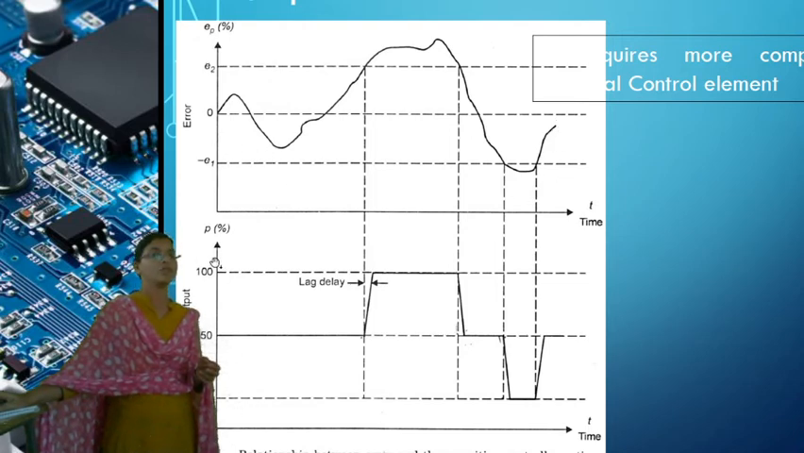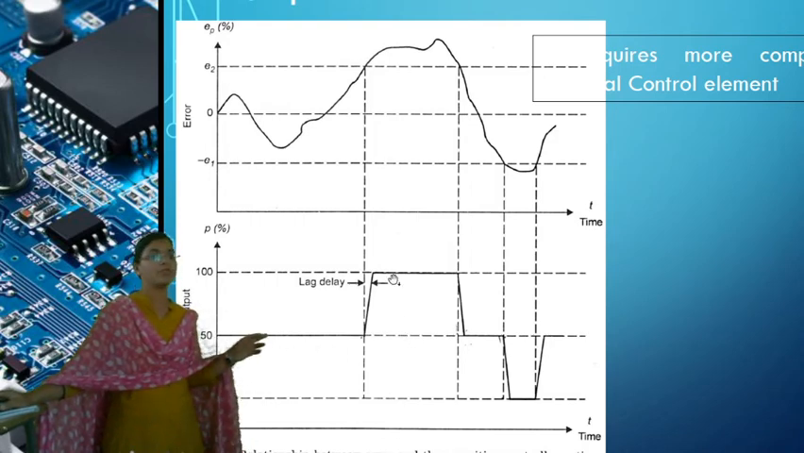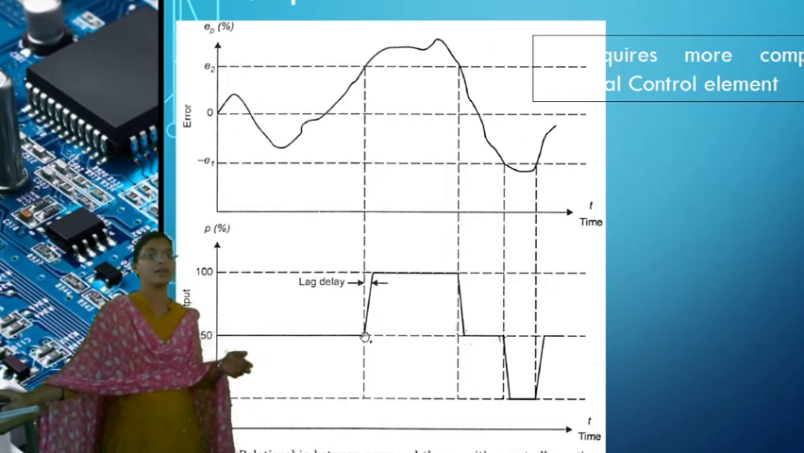Now we need to draw the output graph. Output I am going to take on the y-axis, and the x-axis I am going to take the time. Up to this part, the error is in between minus E1 and E2. So that should produce what? That should produce 50% of output. After that, the graph is above E2, so that will produce 100%. In the ideal position, it goes directly to 100%.